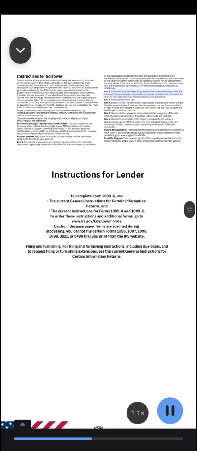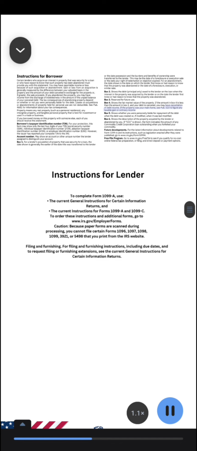Box 2 shows the debt principal only owed to the lender on the loan when the interest in the property was acquired by the lender or on the date the lender first knew or had reason to know that the property was abandoned. Box 3 reserved for future use. Box 4 shows the fair market value of the property. If the amount in Box 4 is less than the amount in Box 2, and your debt is cancelled, you may have cancellation of debt income.